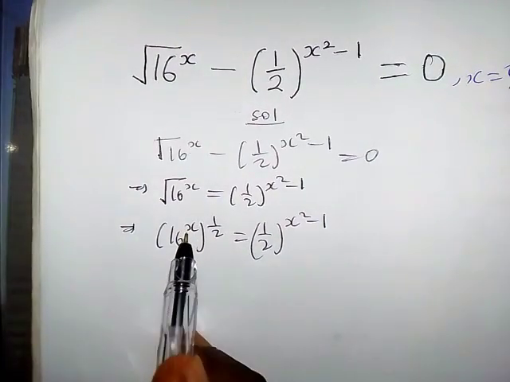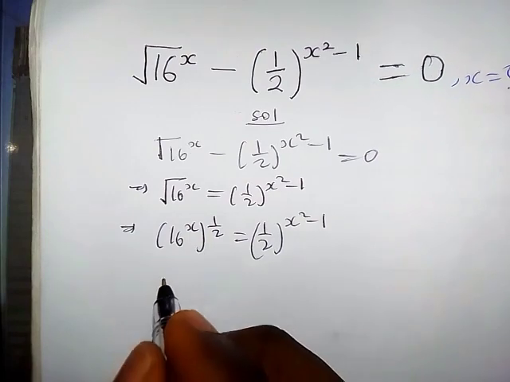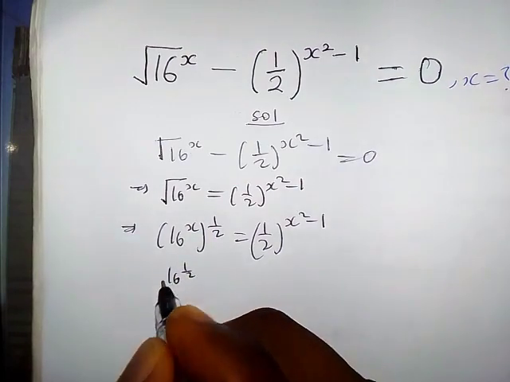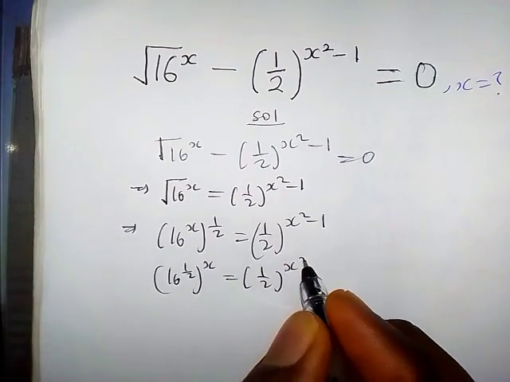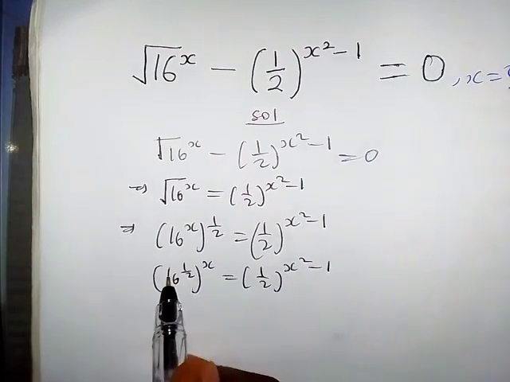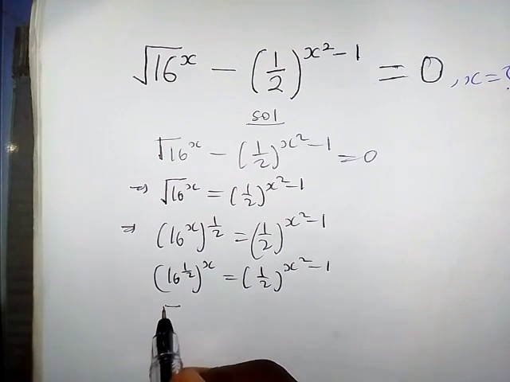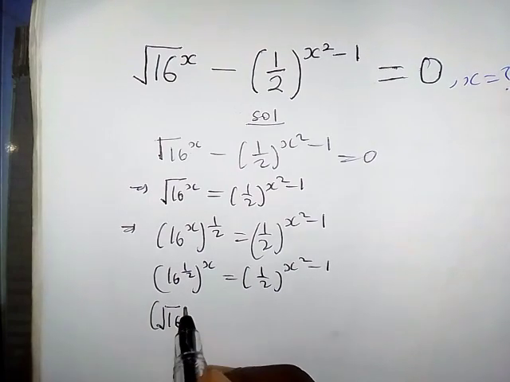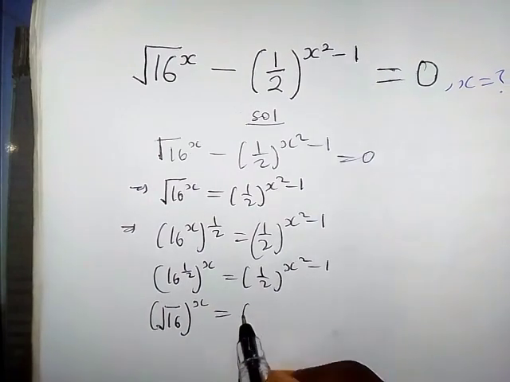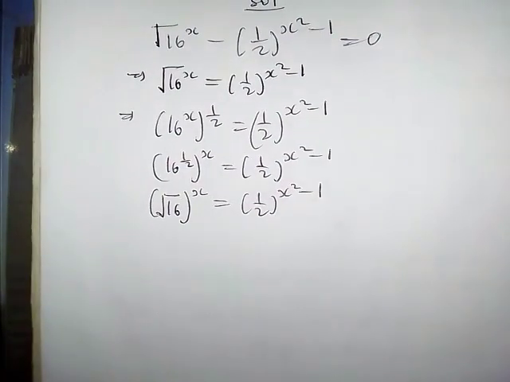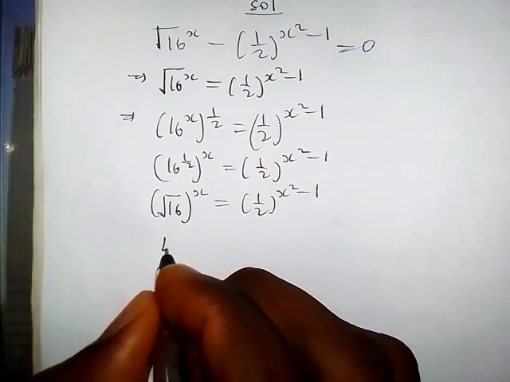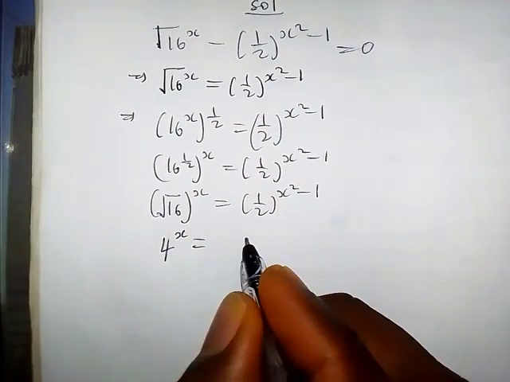Now we are going to switch x and half. So we have 16 raised to half times x equals half raised to x squared minus 1. But we know that 16 raised to half is the same as the square root of 16. So the square root of 16 raised to x equals half raised to x squared minus 1. Now the square root of 16 is simply 4. So we have 4 raised to x on the left side.